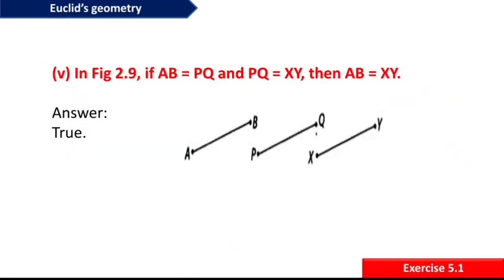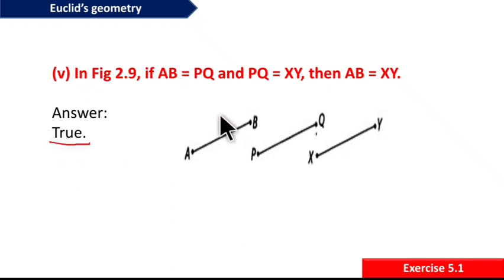Now let's see the next question. In figure 2.9, if AB equal to PQ and PQ equal to XY, then AB equal to XY. This is similar to axiom 1. Things which are equal to the same thing are equal to one another, right? So here, why is this statement true?